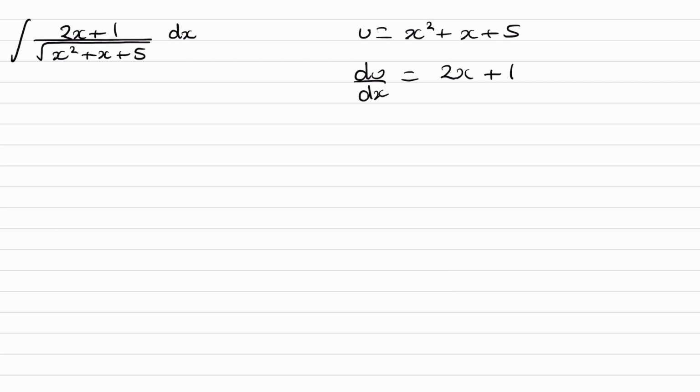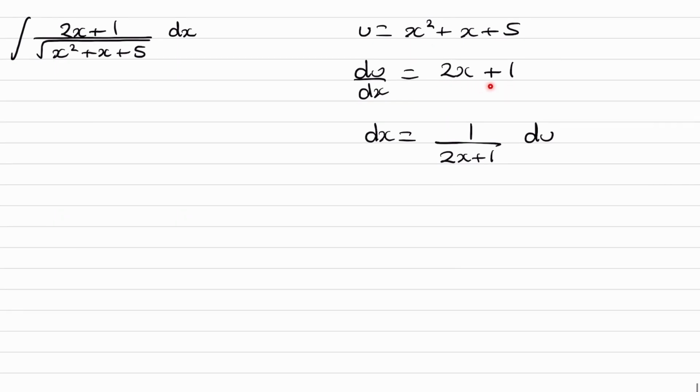Alright, so then rearranging what we have over here, dx then becomes 1 over 2x plus 1 times du. So hopefully you can see now why when we replace the dx with this, we're dividing by the differential of u with respect to x, which is this. Okay, so let's put this in. This then becomes the integral of 2x plus 1 over root u multiplied by 1 over 2x plus 1 du.